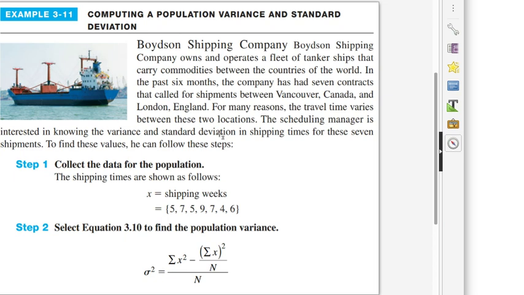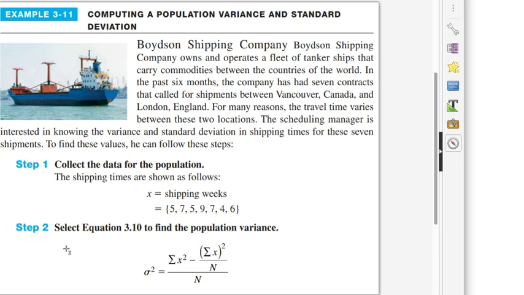As always, step 1, collect the data for the population. The shipping times are shown as follows. X is the shipping weeks, which refers to the number of weeks when the commodities are shipped, how long it took, how many weeks. In this case, the population data is 5 weeks, 7 weeks, 5 weeks, 9 weeks, 7 weeks, 4 weeks, 6 weeks.